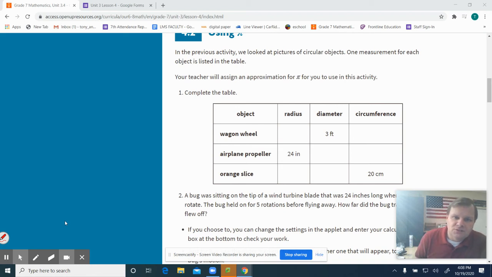Hey, 4.2, using pi. In the last lesson, we talked about the constant of proportionality we could use, and we're always going to multiply by something. We talked about how pi could equal several approximations, and we said that we're mainly going to use 3.14 as our approximation of pi. So we're going to be using that to answer some questions.